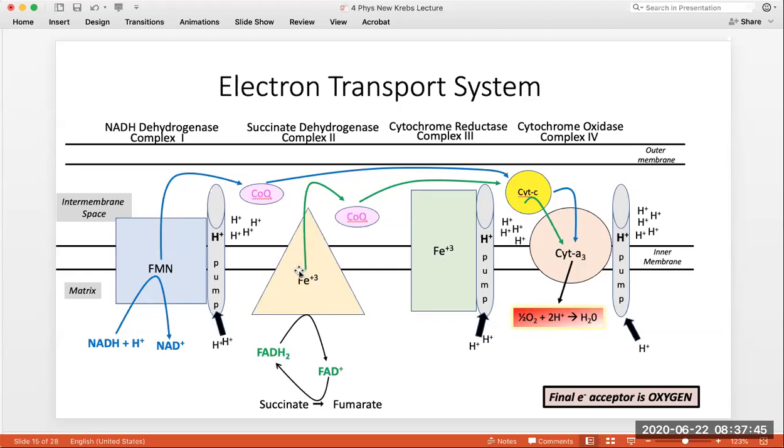So about 1/4 of the iron in your body is used to make up these two complexes of your electron transport system. Of the total amount of iron in your body, half of it is used in hemoglobin, 1/4 of it is used in your cytochrome complexes, and then the remaining 25% is stored in your liver. So you have iron if you need it.